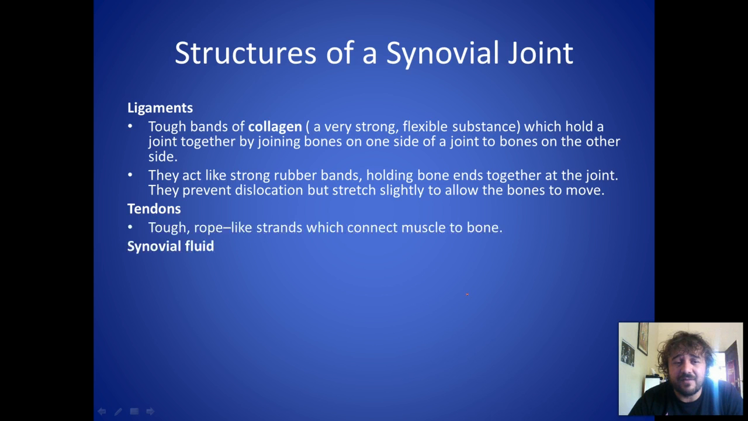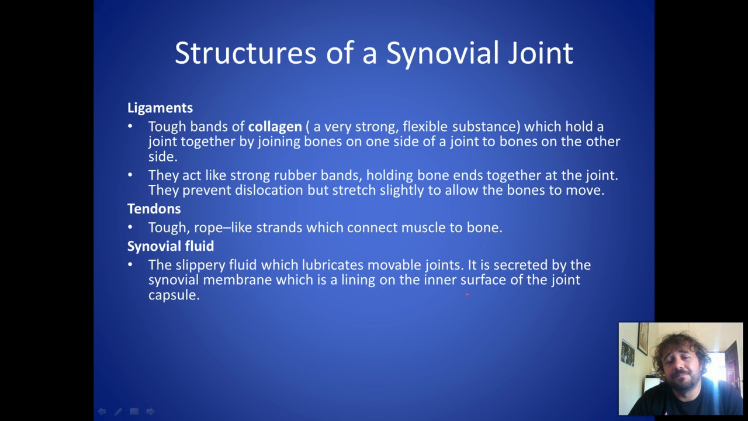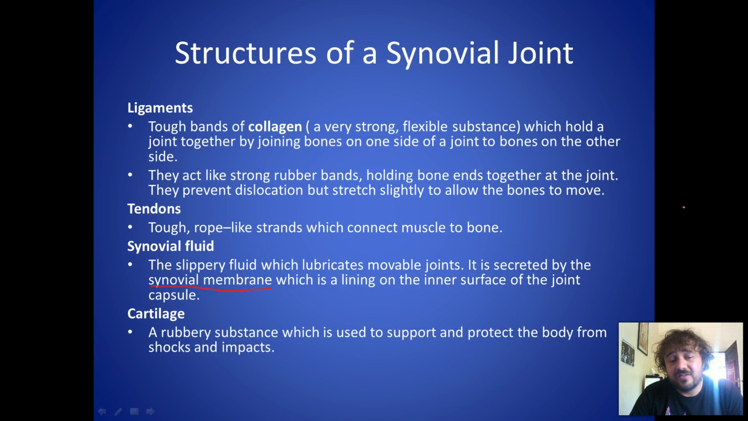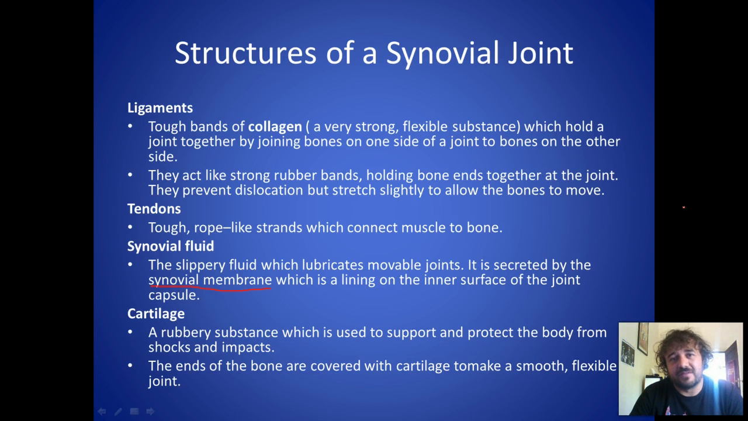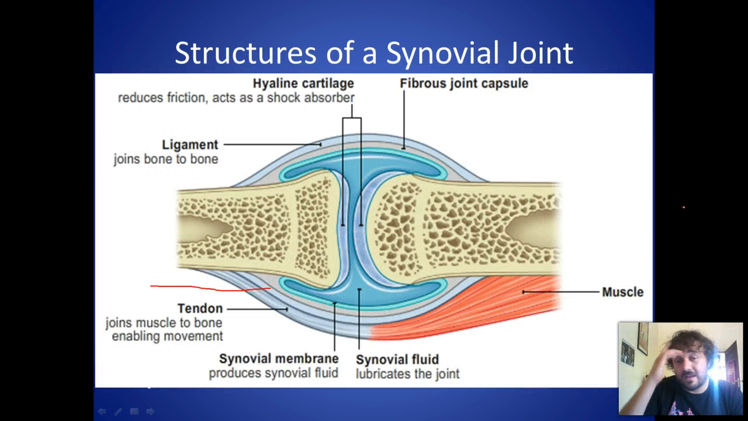Then you've got the tendons. These are tough rope-like strands which connect the muscle to the bone, and we'll see a bit more of that in a second. Then you've got synovial fluid. This is the slippery surface. It's like oil in the piston of your engine, and it lubricates the joint. The synovial membrane produces that and inserts it into the joint capsule. You also have cartilage, which is quite rubbery, and it's the shock absorbent system, and that covers the end of the bones.